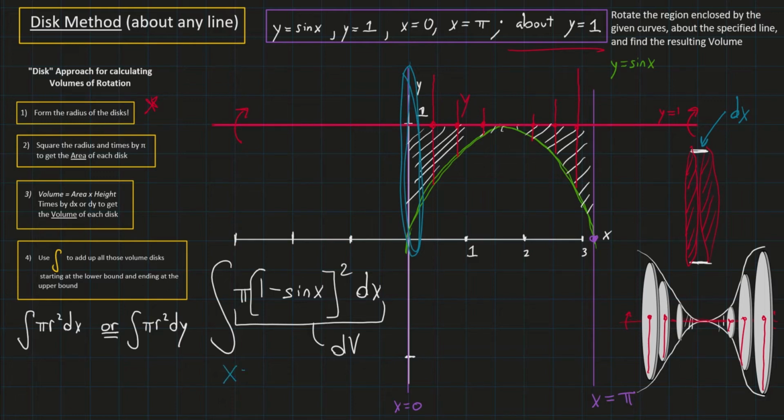Alright, well, I've got to put an x starting bound right here, because remember, this is a dx integral. Alright, so what's the x coordinate of this first disk? Well, x is equal to 0. My last disk is over here, and the x coordinate of that last disk would be x is equal to pi, because that is where we have this intersection.